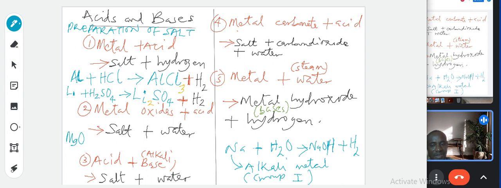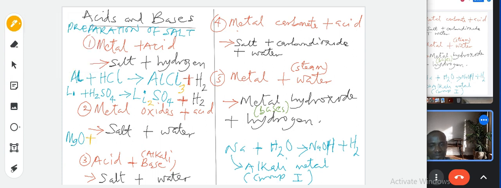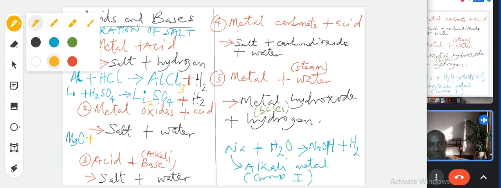I hope you know that magnesium oxide will be MgO because magnesium is 2 plus and oxygen is 2 minus, and then you simplify it, it's MgO. Okay, so MgO plus, what can we use now? Let me use sulfuric acid. Sulfuric acid is H2SO4.